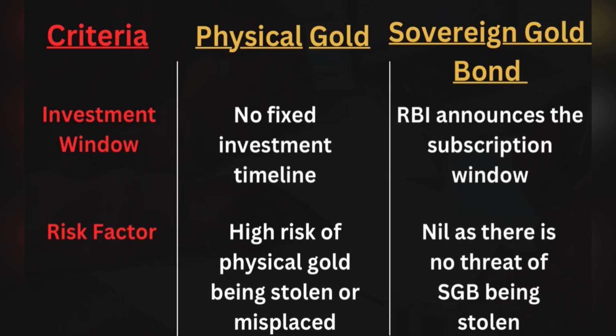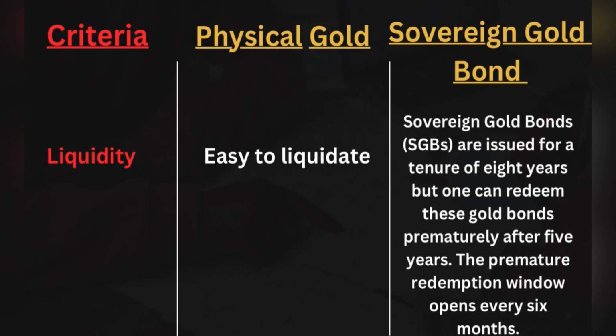Another difference that comes to light is that the risk of physical gold being stolen is high, as compared to SGBs. While physical gold is liquid and can be sold off in the market anytime after purchase, sovereign gold bonds are issued for a tenure of 8 years, but one can redeem these gold bonds prematurely after 5 years. The premature redemption window opens every 6 months.